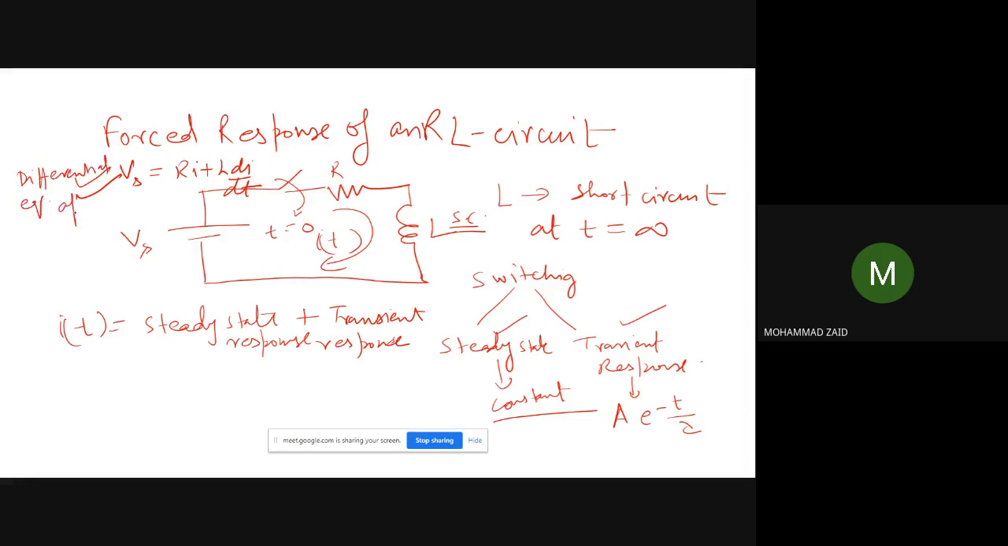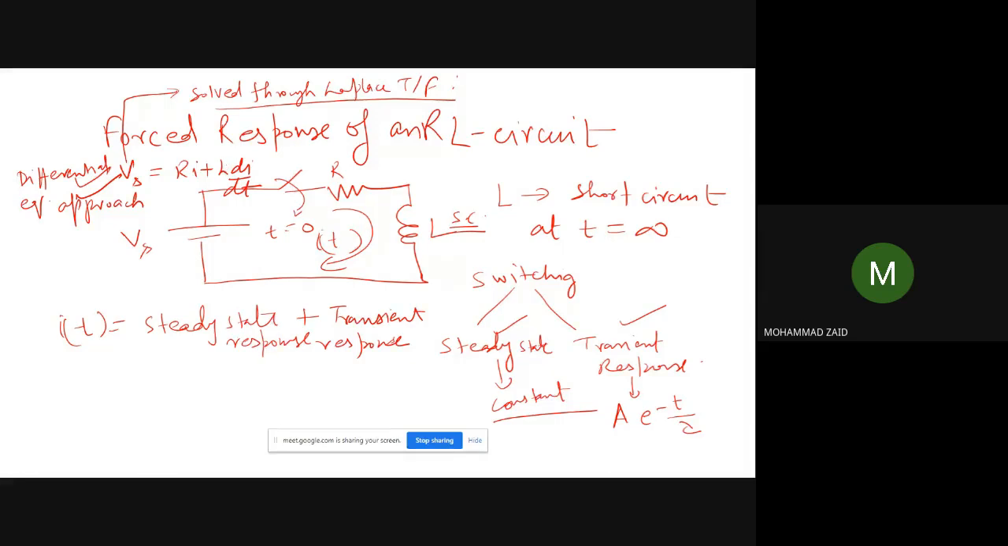This equation can also be solved through Laplace transformation, which I think you have gone through in your first year. If not, you will go through Laplace transformation in the signals and systems course. So you can use the Laplace transformation for solving this first order differential equation. Very easy: Vs by s is equal to R times I(s) plus L times s times I(s).